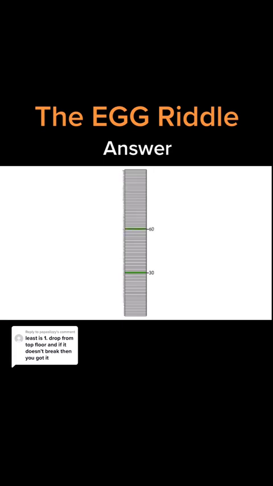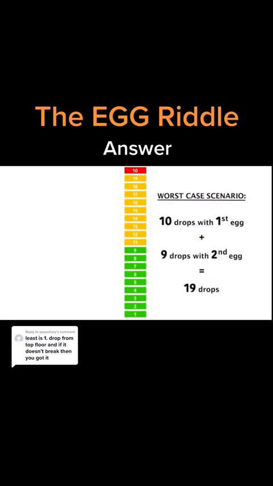Large floor intervals don't work great. In the worst-case scenario, they require many tests with the second egg. Smaller intervals work much better. For example, if she starts by dropping the first egg from every 10th floor, once it breaks, she'll only have to test the 9 floors below. That means it'll take at most 19 tries to find the right floor.